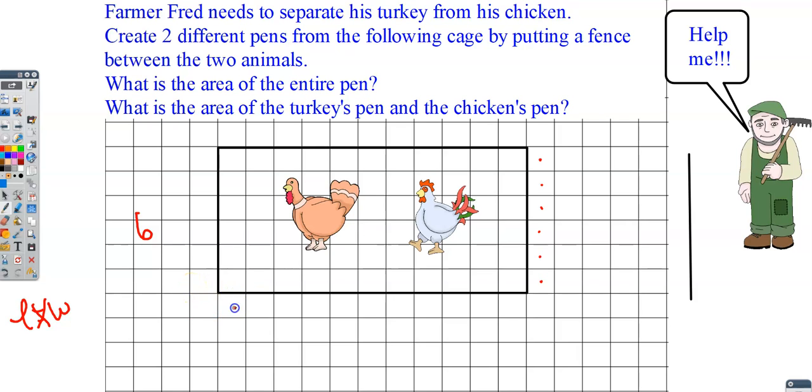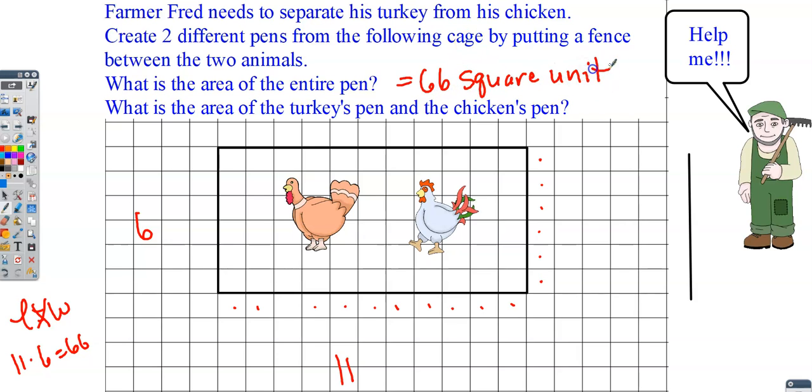And then if I count the 1, 2, 3, 4, 5, 6, 7, 8, 9, 10, 11, this is 11 squares in length. So there's my 11. So when I do 11 times 6, it equals 66. And that's how you guys first started multiplying, right? 6 groups of 11 or 11 groups of 6 equals 66. And I'm just going to write that it's 66 square units. The units could be feet or yards.